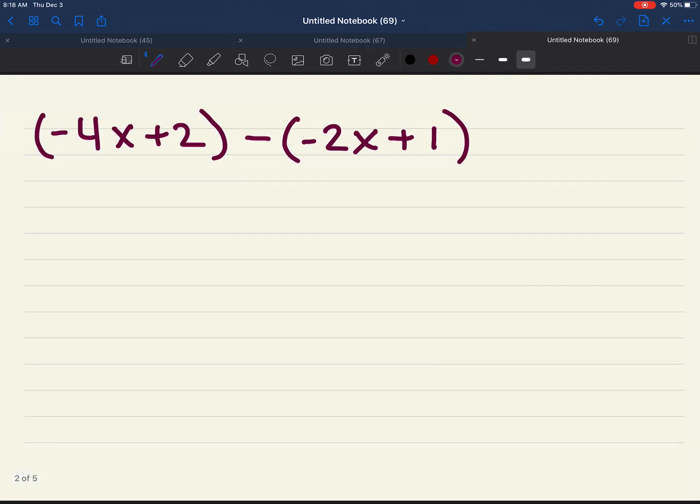All right, so the first problem we're going to look at is negative 4x plus 2, and we're going to subtract negative 2x plus 1. Now, where is the part that I'm changing to addition? The subtraction in the middle, okay? So, here's what you have to remember. The first part before the subtraction sign, you will never change anything about. So you're just going to copy that down. Negative 4x plus 2. Nothing changes about the first part. It stays exactly the same, okay?